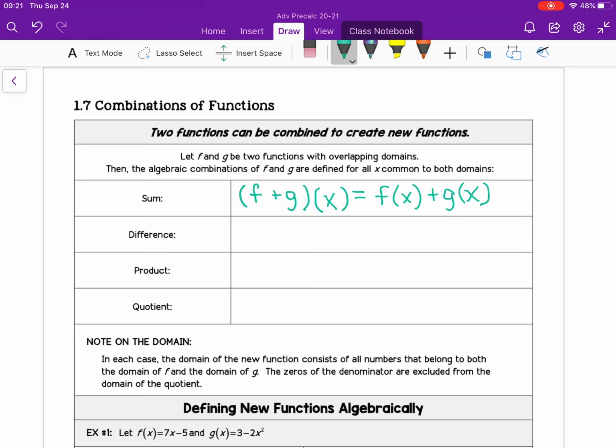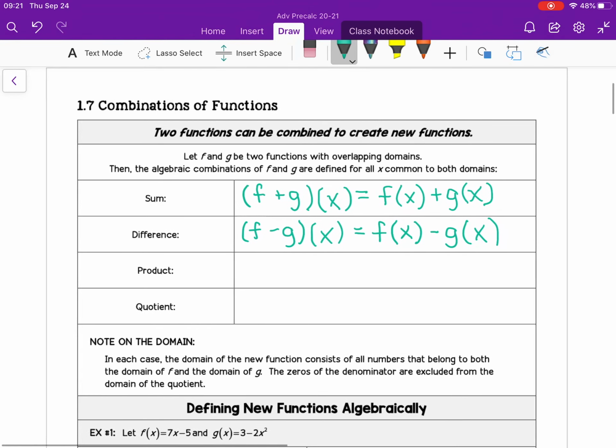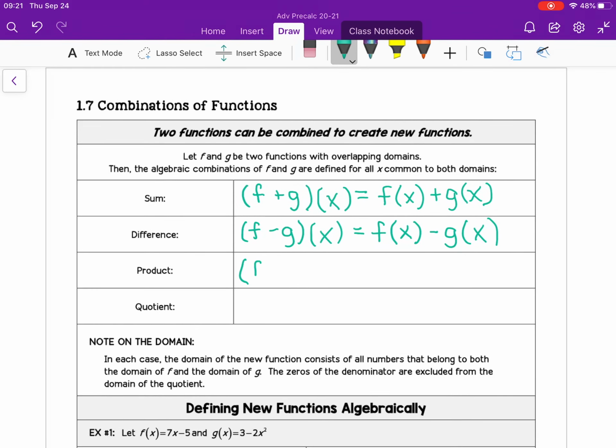Okay, so I'm going to go through all of these. They're all looking the same. Difference means subtraction. Order does matter for subtraction. Just like with regular numbers, 4 minus 3 is different than 3 minus 4. The same is true for functions. Adding doesn't really matter because, again, 3 plus 4 is the same thing as 4 plus 3.